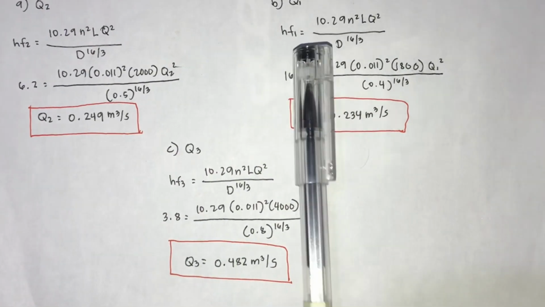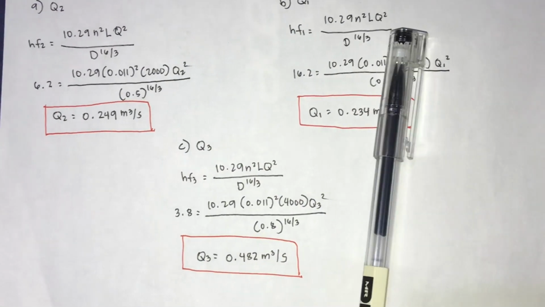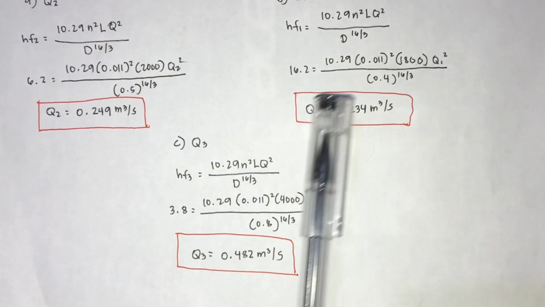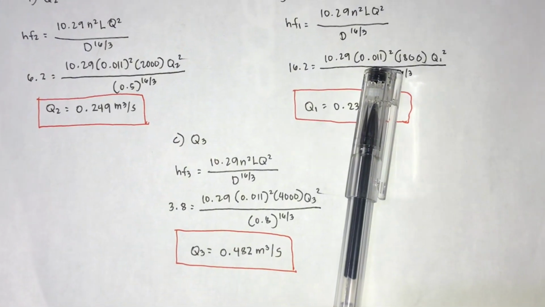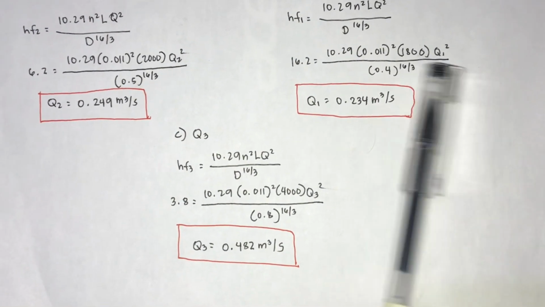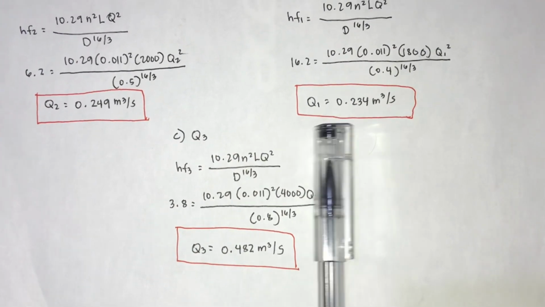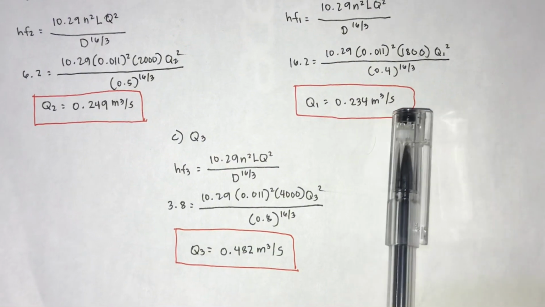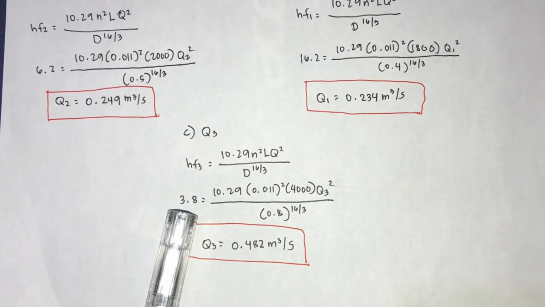So for the discharge in pipe 1, using the same formula, then substitute HF1 is equal to 16.2 equals to 10.29 times 0.011 squared times 1,800 times the unknown all over the diameter 0.4 raised to 16 over 3. So Q1 is equal to 0.234 cubic meters per second.